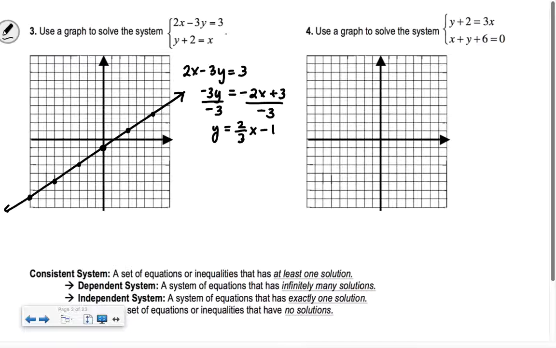So that's the first line. You guys can use the side of your phone too if you need to.